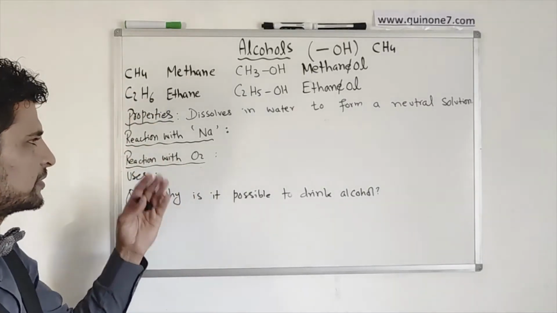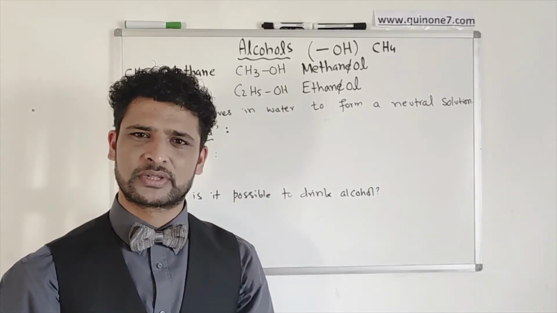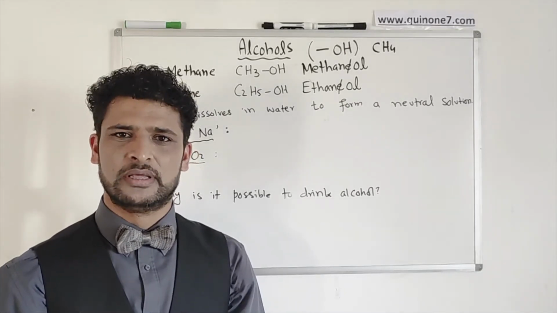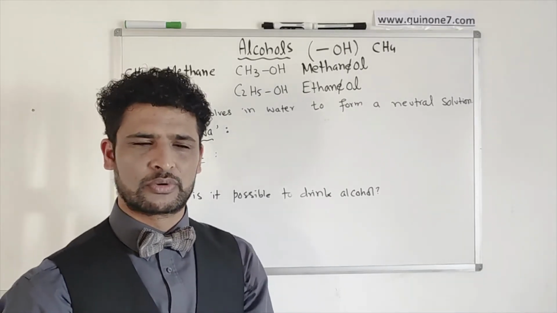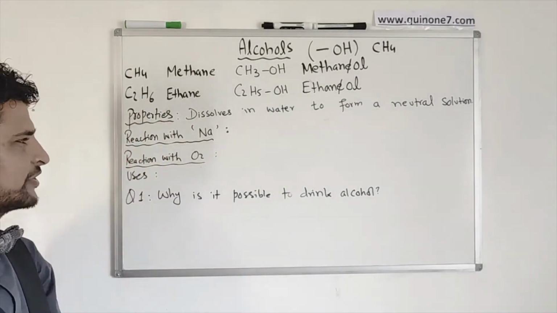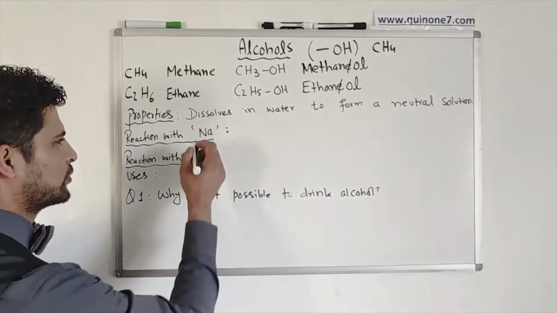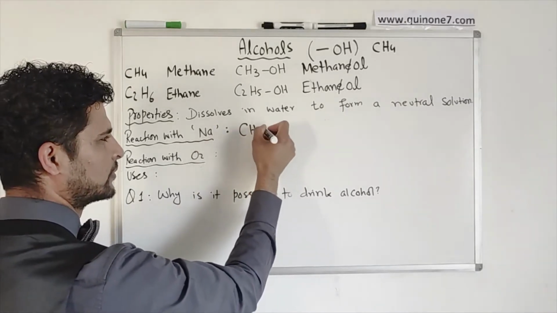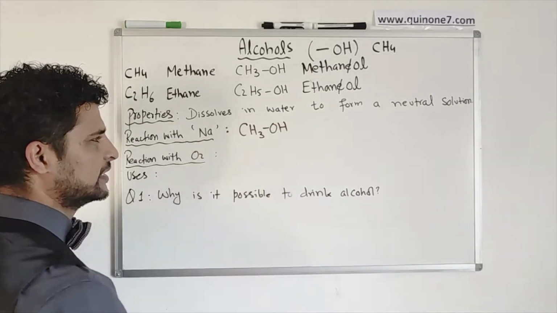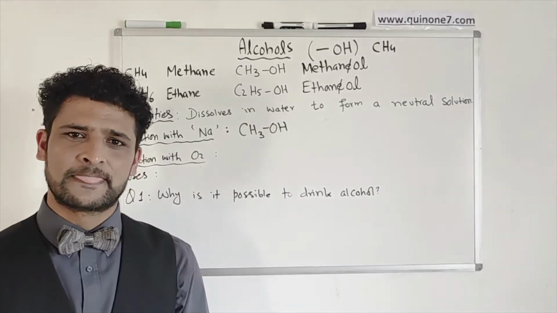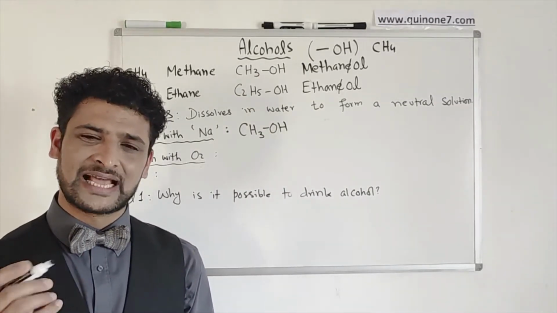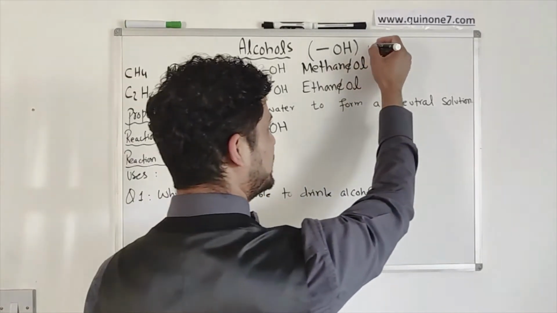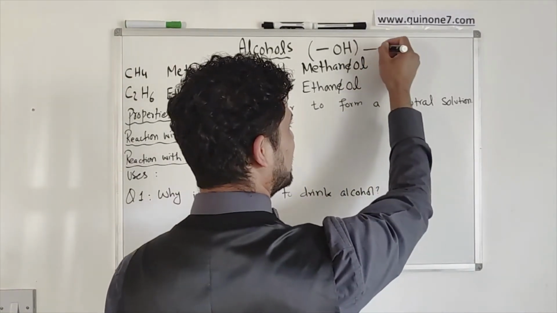Now we're going to look at the properties. When you dissolve all these alcohols in water, they are actually soluble, the smaller ones. When we look at the reaction with sodium, let's have a look at what's going to happen. Now if this is your CH3OH, one of the alcohols, the OH group will tell you that this molecule is actually an alcohol. So in that sense, the OH is called the functional group.